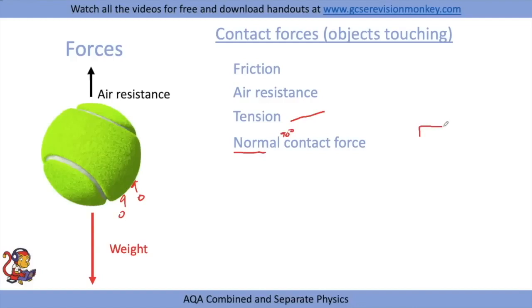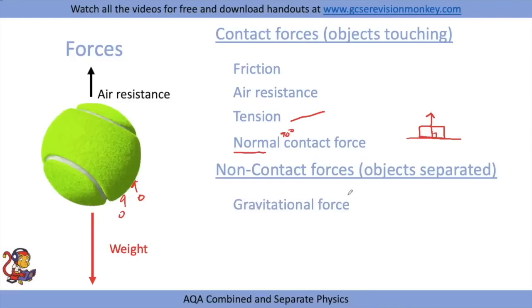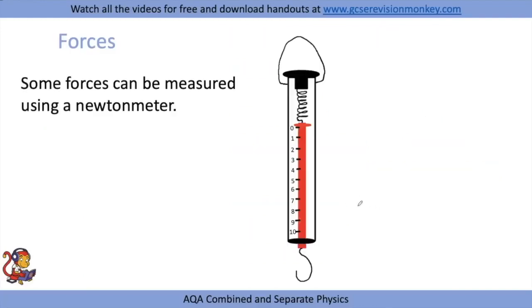So for example, a book on a table would experience a normal contact force at 90 degrees from the table. Some non-contact forces include gravitational force, electrostatic force, and magnetic force. And in all these cases, the objects are separated and don't have to be touching in order to experience the force. Some forces can be measured using a Newton meter, and forces are measured in newtons.